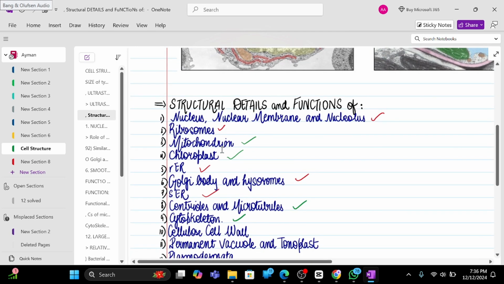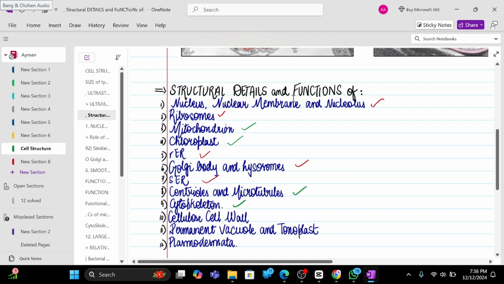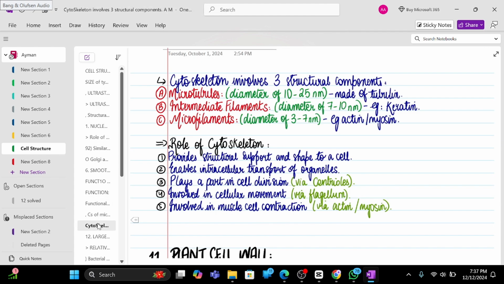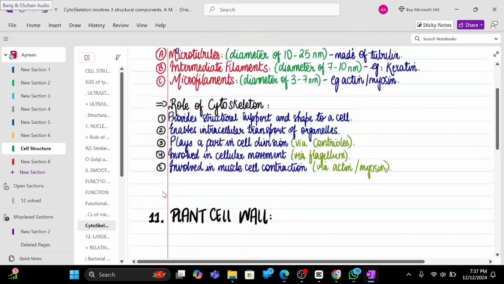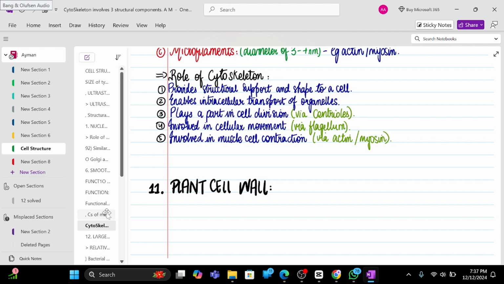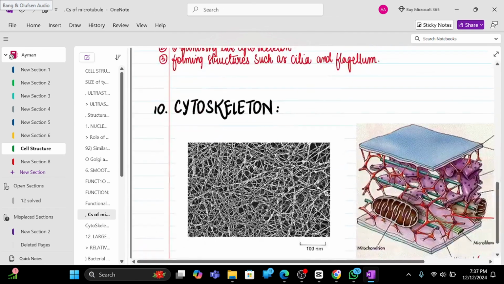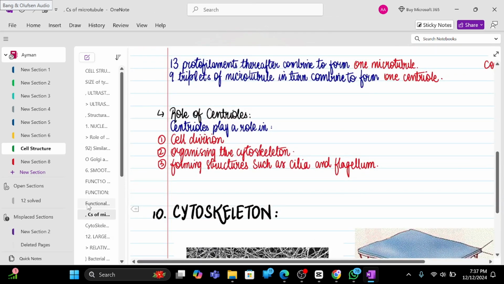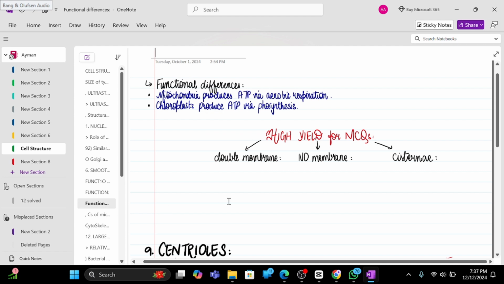Acha, so in the last class we were doing section number 1, which was cellular organelles, and we were done with almost all the organelles except these three: cellulose cell wall, permanent vacuole and tonoplast, and your plasmodesmata, which we'll be doing today. And in tomorrow's class we'll start the microscopy section. So let's see. Before we move towards plant cell wall, first let's look at some high yield questions for your paper 1.